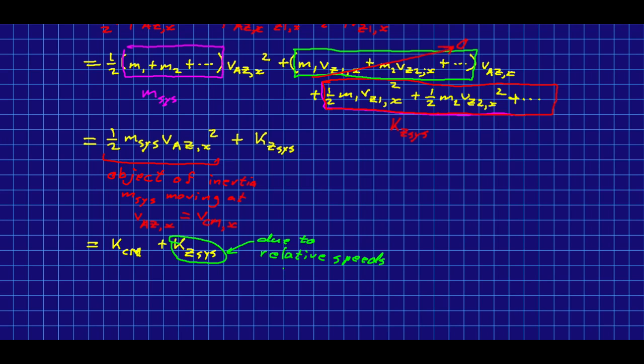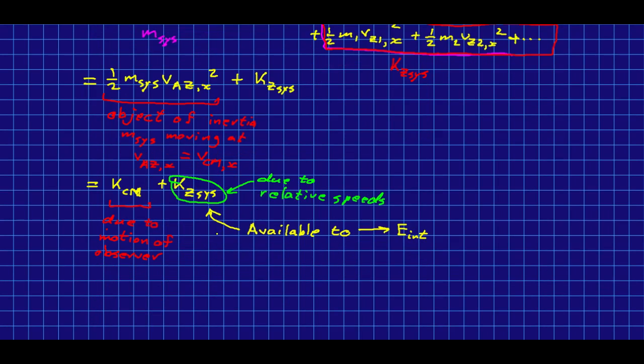This piece has to do with relative speeds between the objects in the system, whereas this piece is really to do with the motion of the observer relative to the system. So in other words, this piece here is the only part that is available to be converted into internal energy. And so from the point of view of what the system is able to do within itself, this is the important part. And so we can call it the Z-frame kinetic energy of the system, but it is also the convertible kinetic energy.